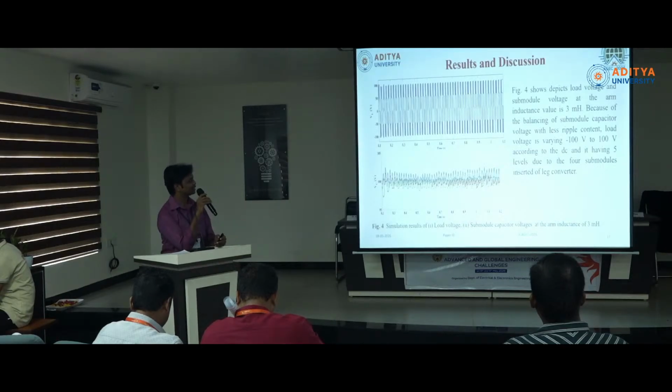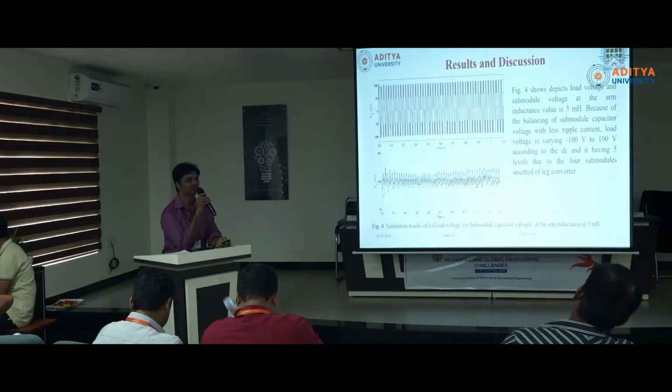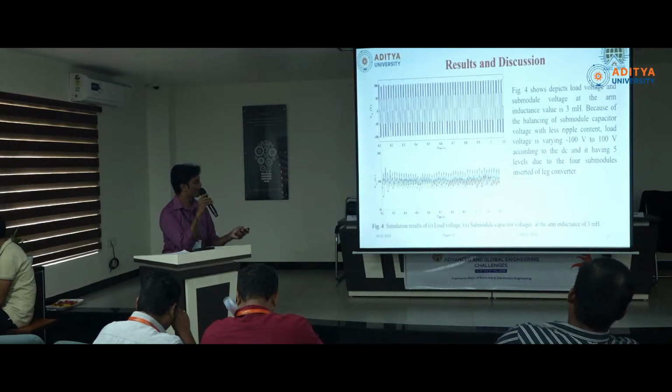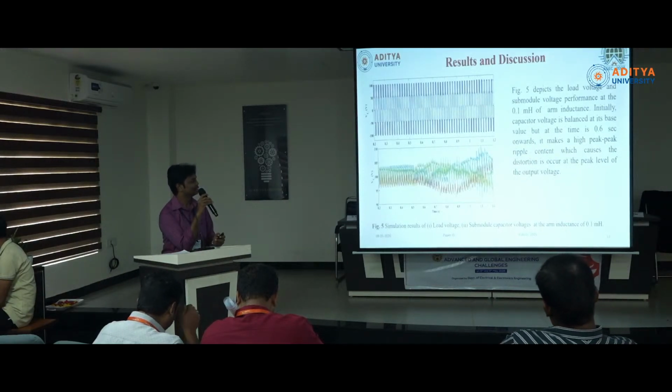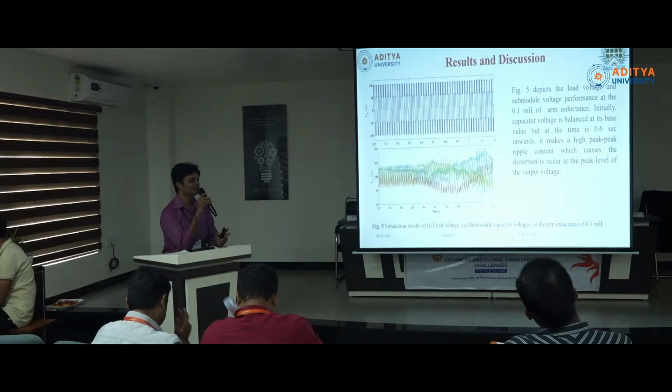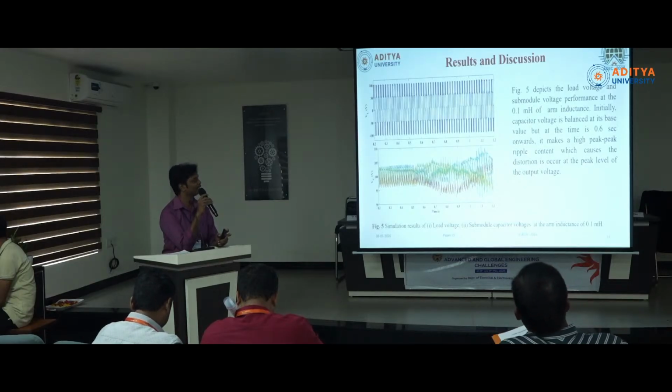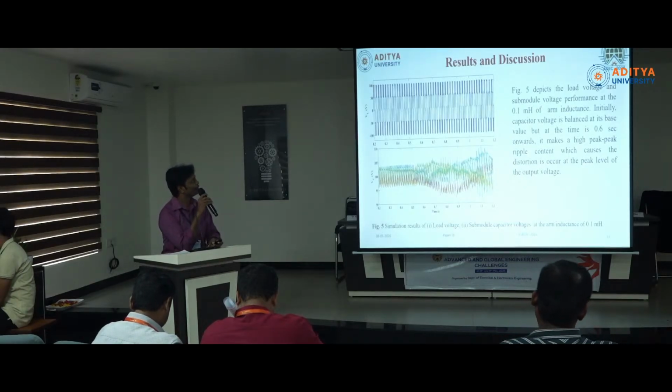And when I change the arm inductance from 10 millihenries to 3 millihenries, we can observe the output voltage getting 5 levels. And we also observe the VC, that is the submodule capacitor voltage. It is maintained at the rated value with less magnitude. And I am also changing the arm inductance from 1 millihenry to 0.1 millihenries. The same output voltage is obtained, but the ripple content in the submodule capacitor increases as compared to the previous one.